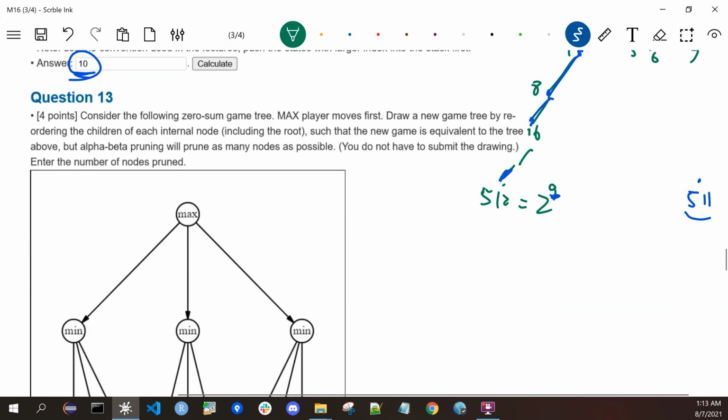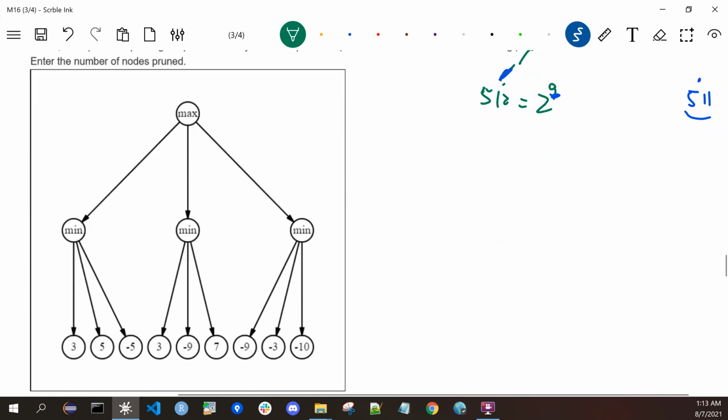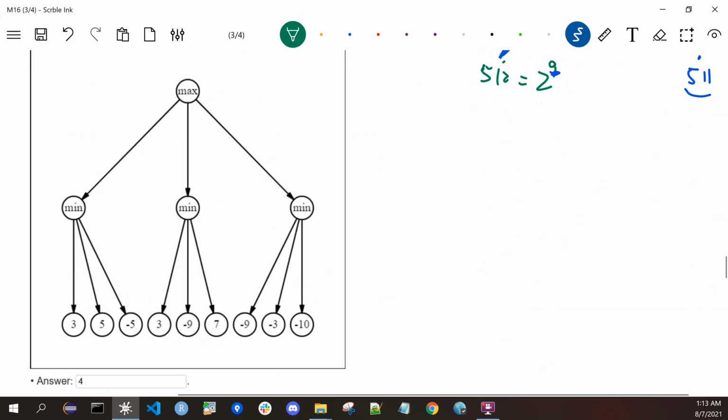Okay, so the next question is the reordering question. The first step is always to solve the game first. The max player is playing first and the min player next. The min player picks the minimum, which is this number, and the minimum is this, and the minimum is this. And the max player will pick the max among the 3, so the max player will play this. So basically the equilibrium or the solution is that the max player chooses this and the min player chooses this.